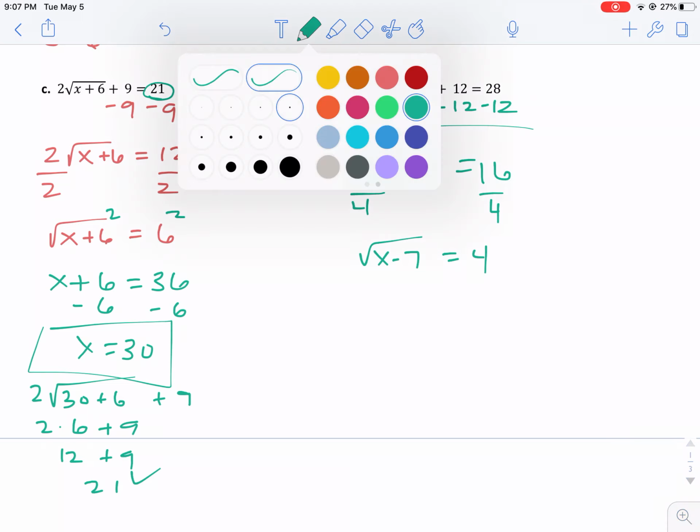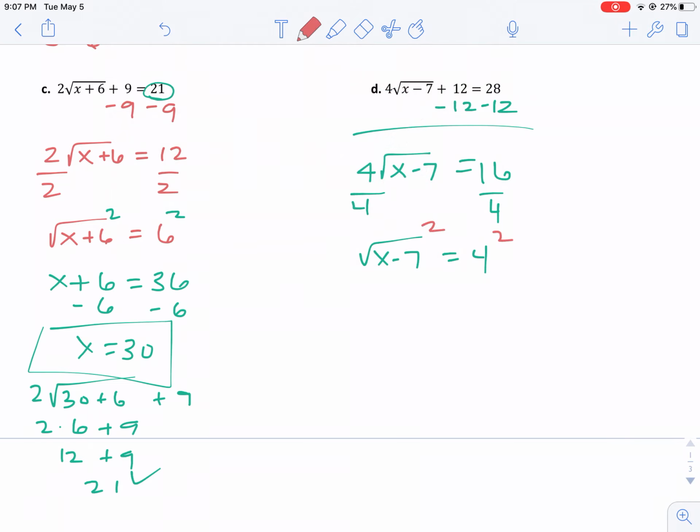And then we can go ahead and square both sides. That'll leave us with x minus 7 equals 16. Add 7 to both sides. That leaves us with x equals 23.